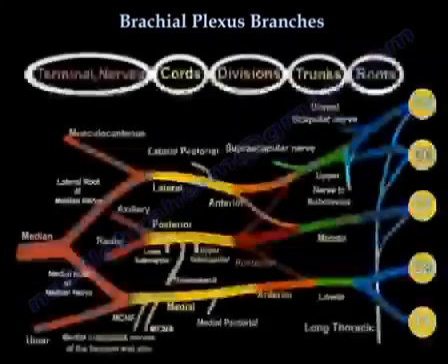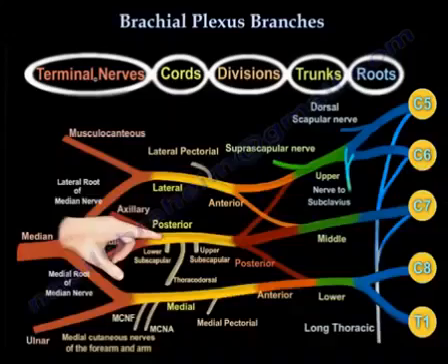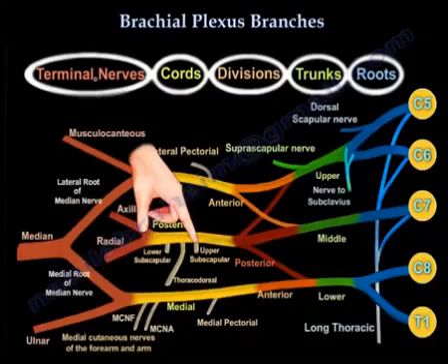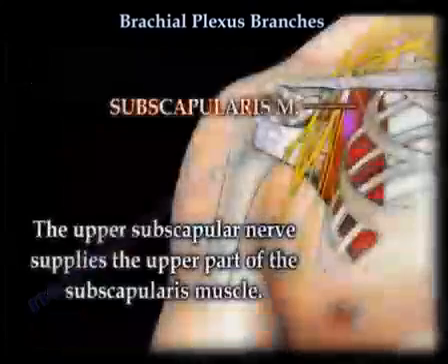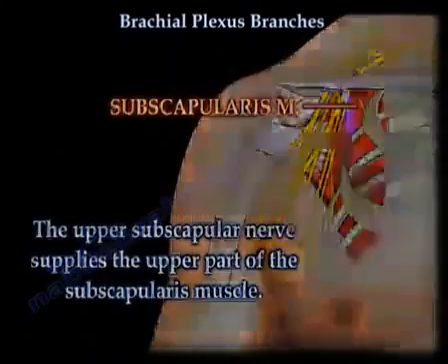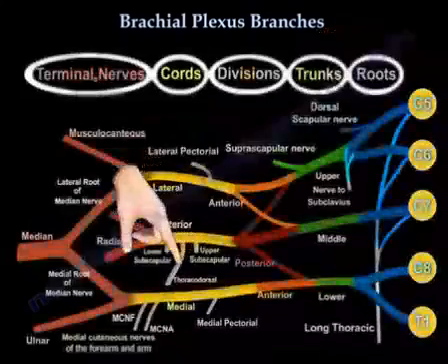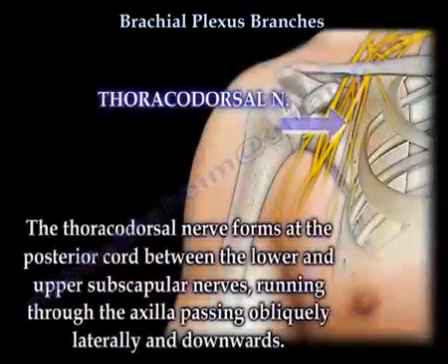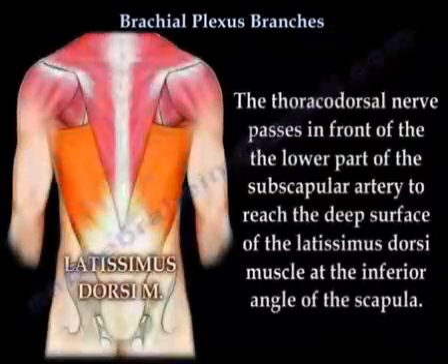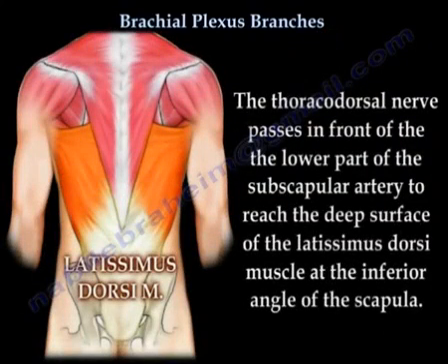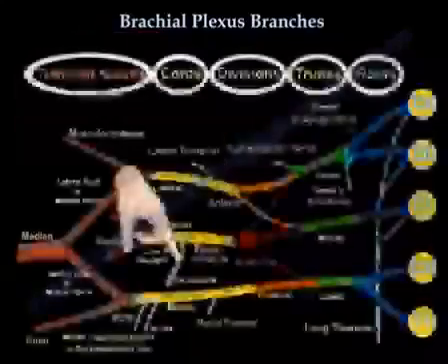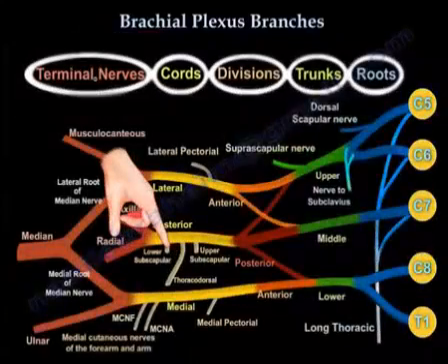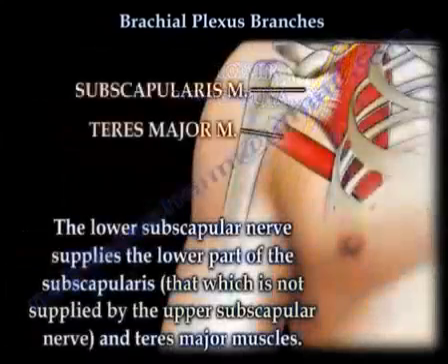Three branches arise from the posterior cord. The upper subscapular nerve supplies the upper part of the subscapularis muscle. The thoracodorsal nerve appears between the upper and the lower subscapular nerves, and it supplies the latissimus dorsi muscle. The lower subscapular nerve supplies the lower part of the subscapularis and the teres major muscle.